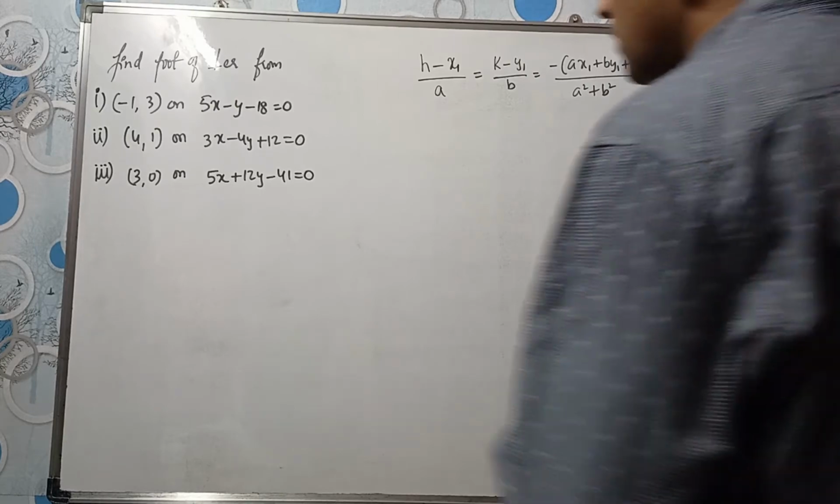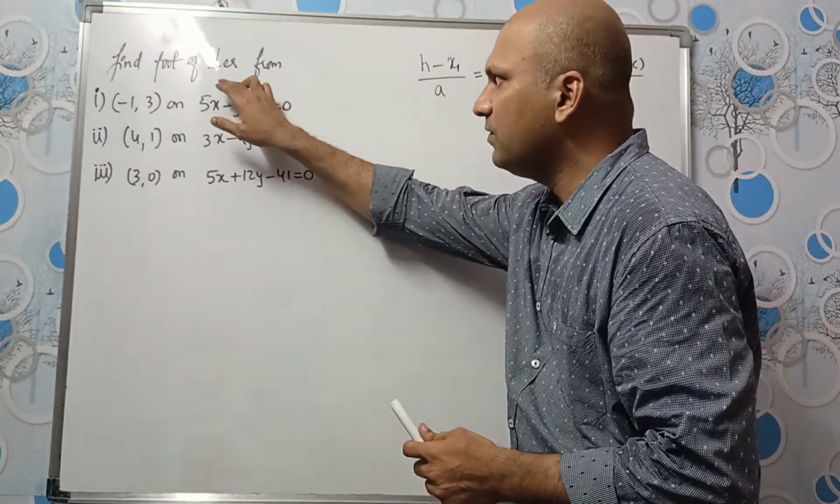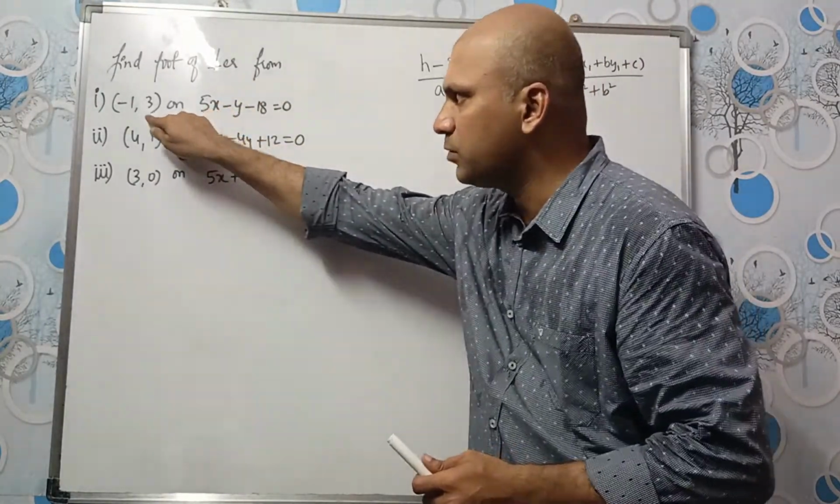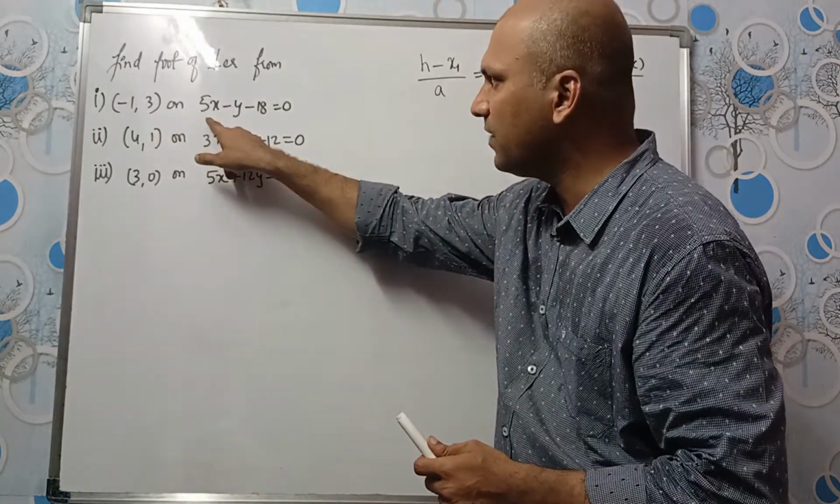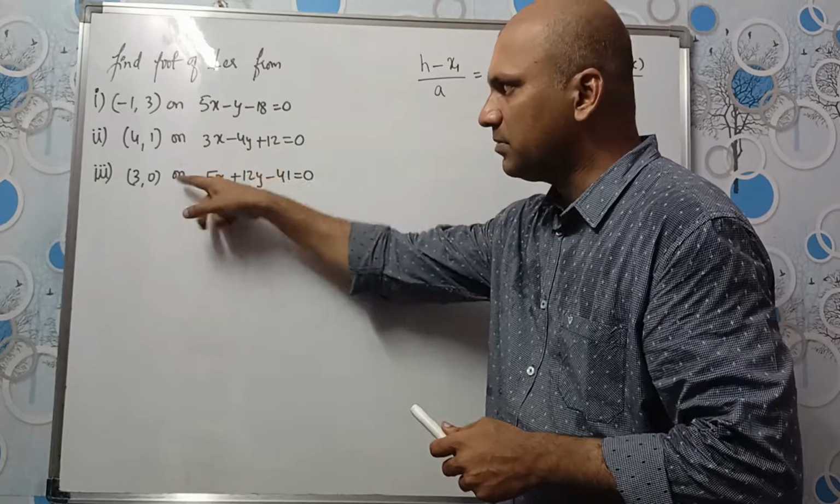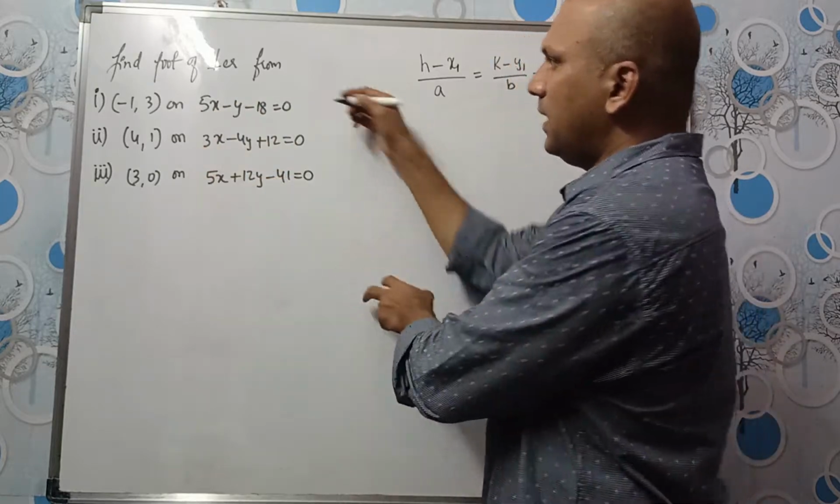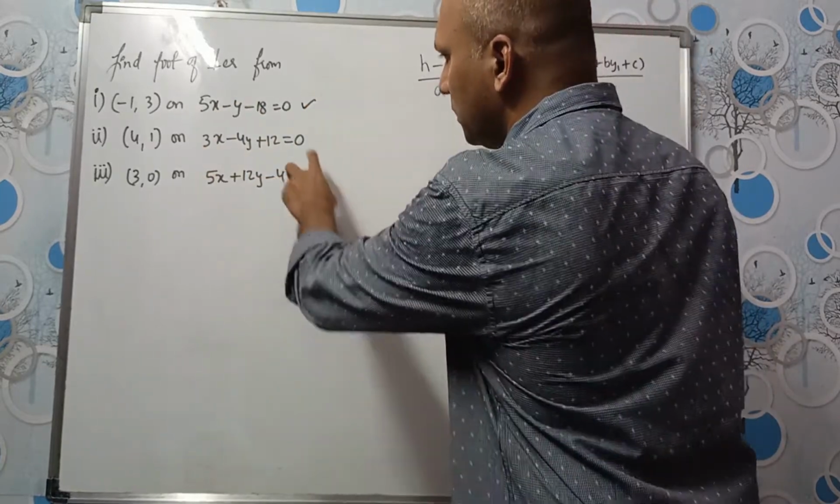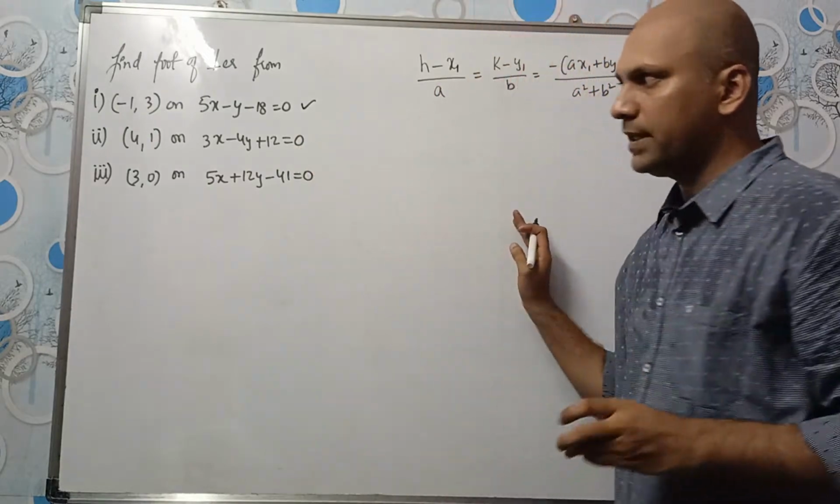Okay. We have a few problems here. Find the foot of perpendicular from the point minus 1 comma 3 on 5x minus y minus 18 equal to 0. Second bit and third bit. I'll do the first bit in this video. You please try doing the second and third bit.